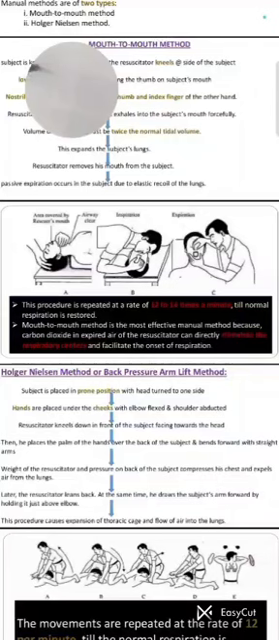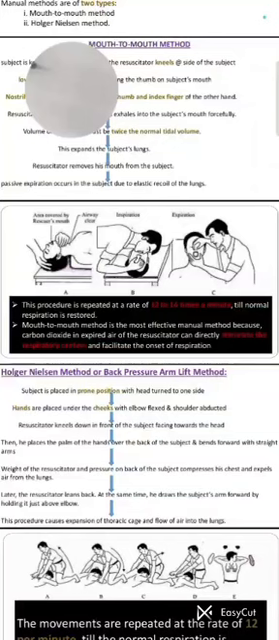And the second one is the Holger-Nielsen technique. This is also known as the back pressure arm lift method. You are giving pressure at the upper back region, and at the same time lifting the arm, which will expand the thoracic region, so inspiration occurs. This technique, the Holger-Nielsen technique, is also known as the back pressure arm lift method.